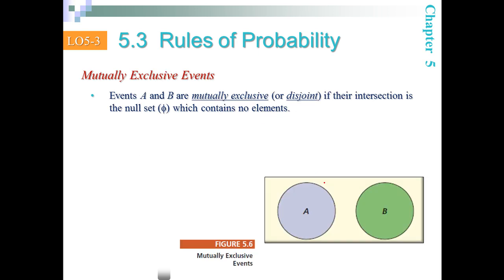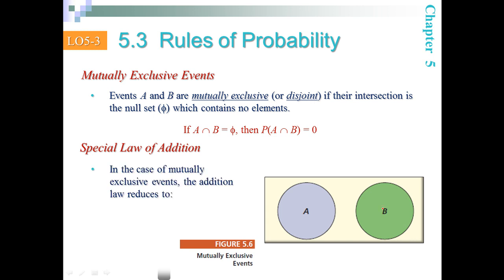This leads us to talk about what's called mutually exclusive events, or disjoint events. If A and B are both events that are mutually exclusive, then what that means is their intersection is the empty set or the null set, and that means it contains no elements. It's easy to see this in a Venn diagram. Here's the event A, here's the event B, and they don't overlap. So there's no intersection between the two. And if there's no intersection, then the probability of the intersection is 0.